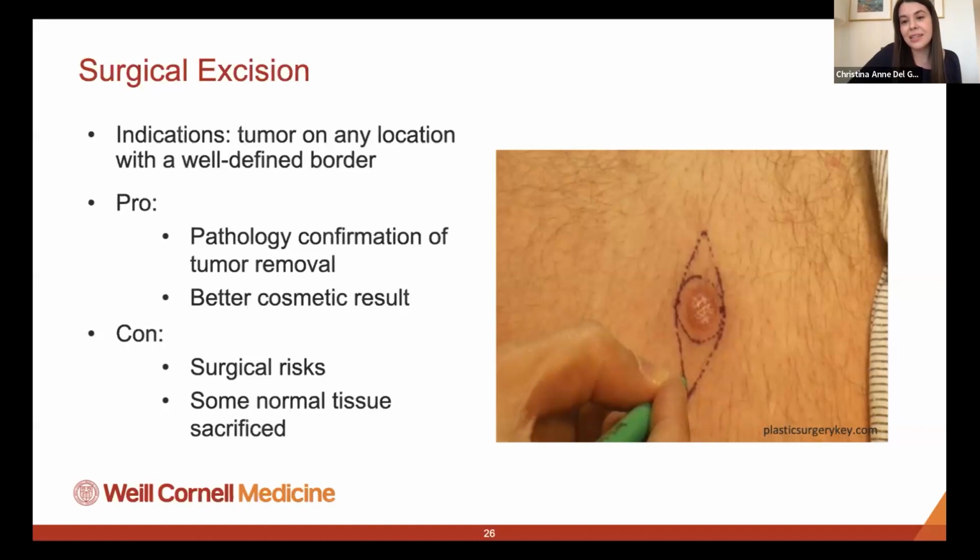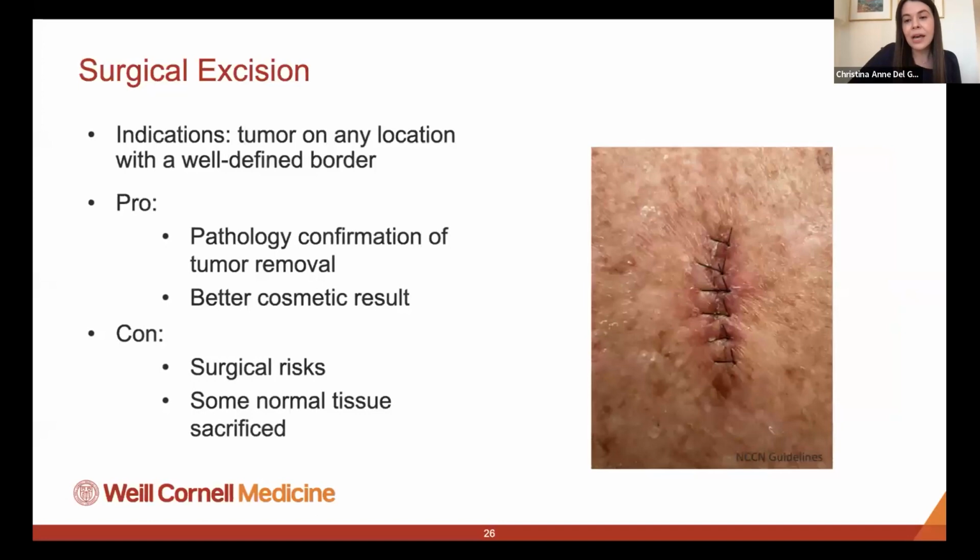And creating an ellipse allows for the wound to be closed in a straight line. And so in this case, once that whole ellipse of tissue is removed, the surgeon goes in and puts in deep stitches that are usually dissolvable and take a few months to dissolve. And then they put in top stitches, which are usually removed within 10 or 14 days of the procedure. And then that tissue is sent for confirmation that the entire tumor was removed.